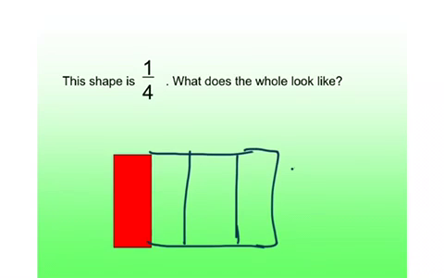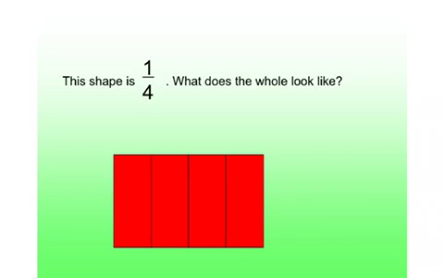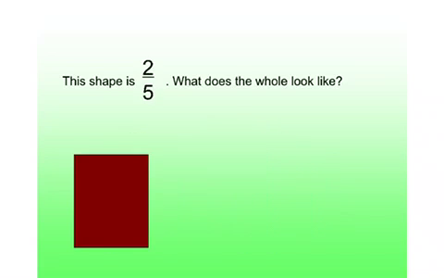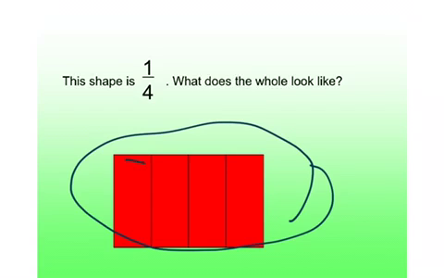All right, let's look and see what happens here on the next page. So this shape is 1/4. What does the whole look like? Well, here is the whole, right, kiddos? That's the whole. And if we were going to count 1/4 of that, it would be this. That's what I would count it as. See, there's our 1/4 of it, right, kiddos? 1/4 out of that whole.